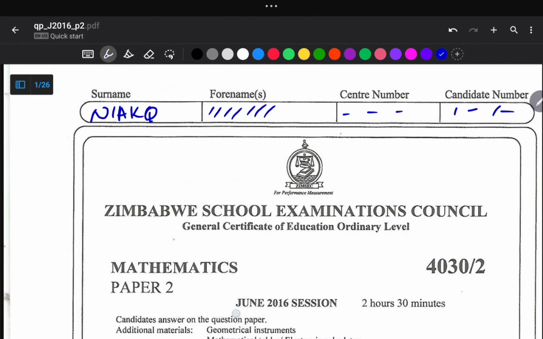So today we are going to continue with our O-level maths. This is paper 2 of the June 2016 session, okay? And in this tutorial we are going to make maths easier and more understandable step by step. So whether you are preparing for exams, catching up on a topic, or just want to build your confidence in maths, you are in the right place, okay?